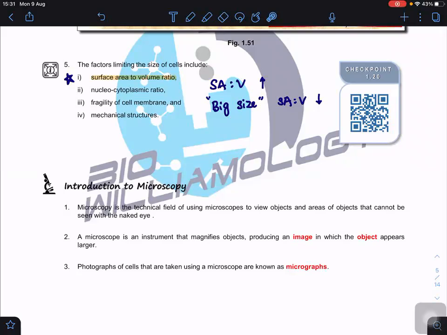First, surface area to volume ratio. The surface area to volume ratio that we need to know in this case basically indicates the exposure. When something is big, the surface area to volume ratio is small or low. When this ratio is low, the exposure is less, which means that we need to have a transport system. Can I say that? Why do humans need to have the cardiovascular system?